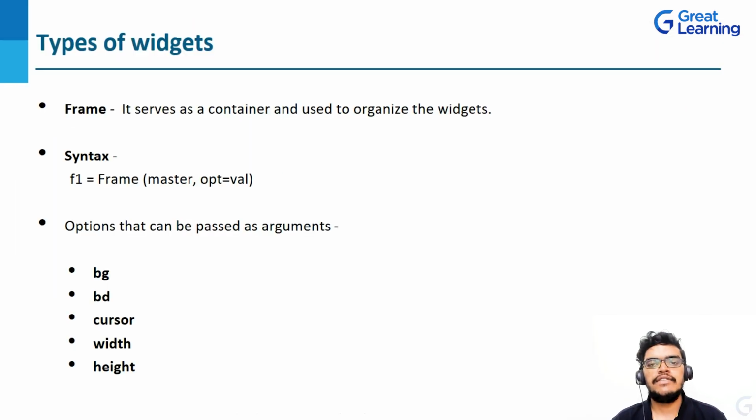So the next widget that we are having is frame. Basically, frame serves as a container and it is used to organize the widgets. Now, what is the syntax of frame? It's again simple. You just write frame and then master and then options. Here as an argument, we can pass several options such as BG, BD, cursor, width and height. Now let's see the practical implementation of this frame.